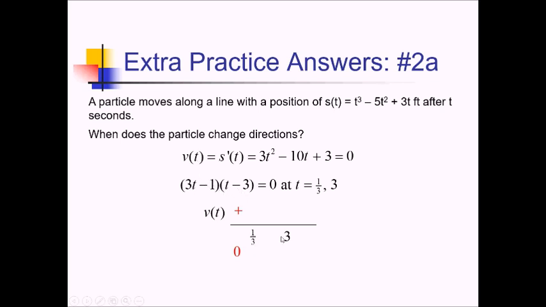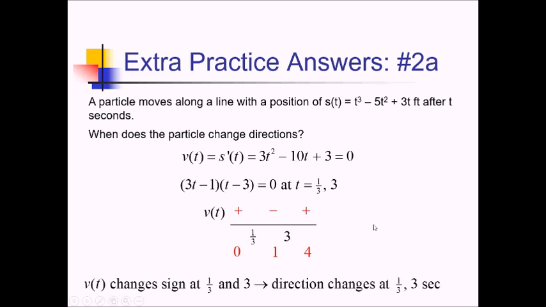A number between 1/3 and 3, 1's pretty easy. So that gives me a positive and a negative, which is negative. And finally, bigger than 3, let's go with 4. That's going to be a positive times positive, which comes out positive. So we see here that v of t does indeed change signs at 1/3 and 3. Therefore, we have direction changes at 1/3 and 3 seconds.